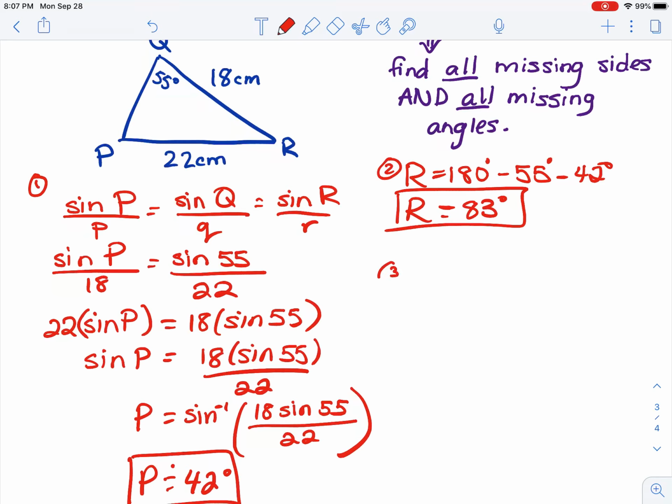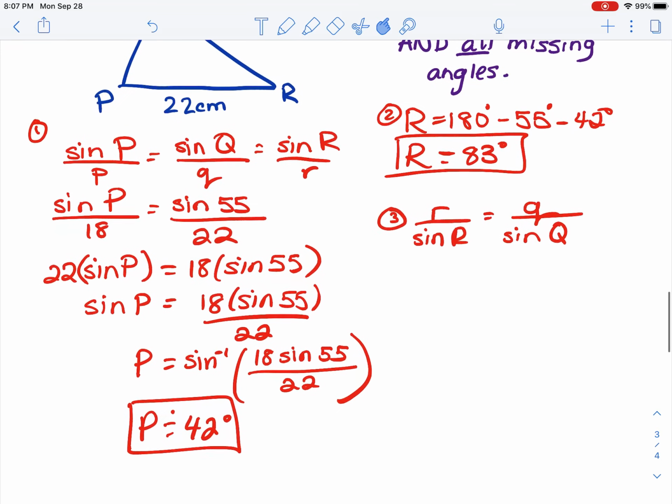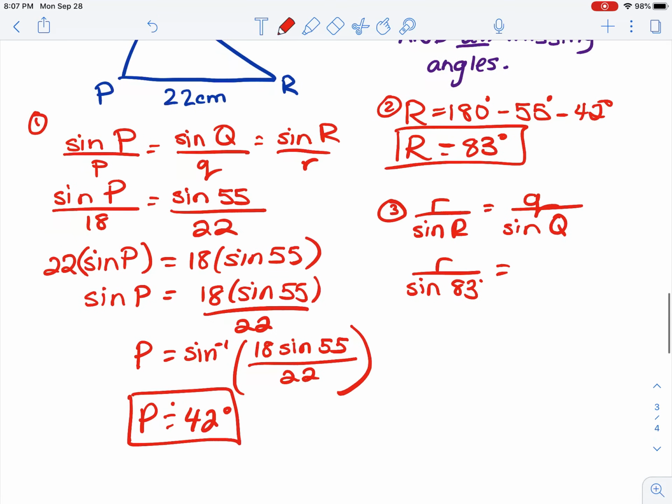And lastly, I need side R. So I'm going to do R for sine R. And I'm going to use Q because if I made a mistake finding P, then I'm going to have a mistake again here. Q at least is given. So my angle R is 83 degrees. Q is 22 and 55 degrees. Again, cross multiply. R times sine 55 equals 22 times sine 83.